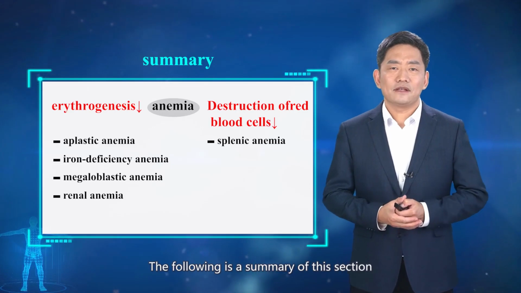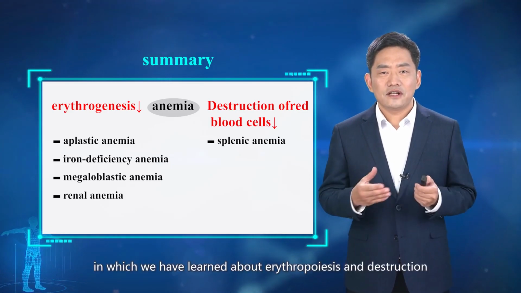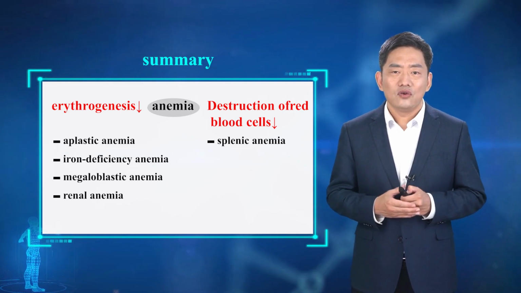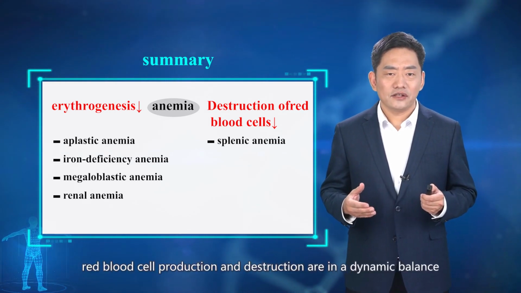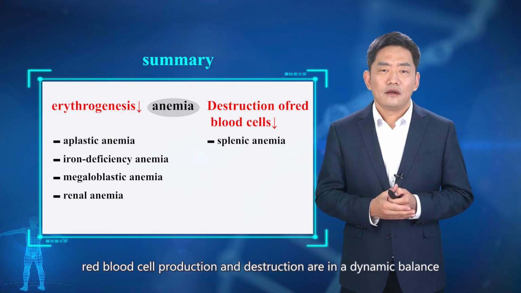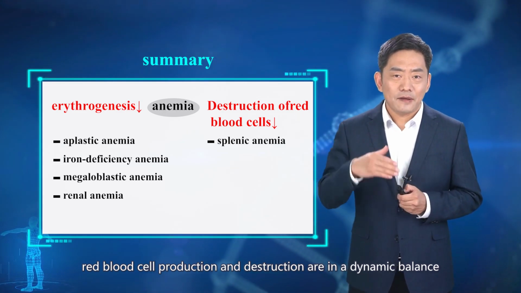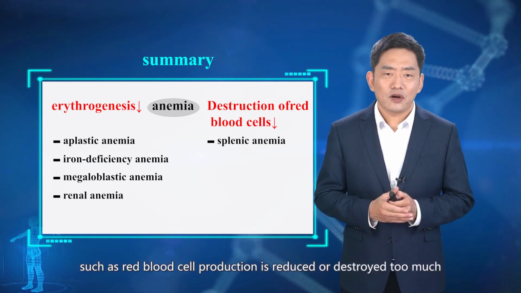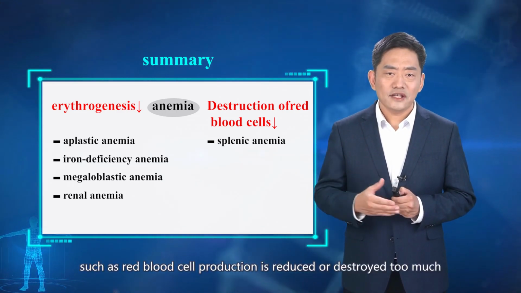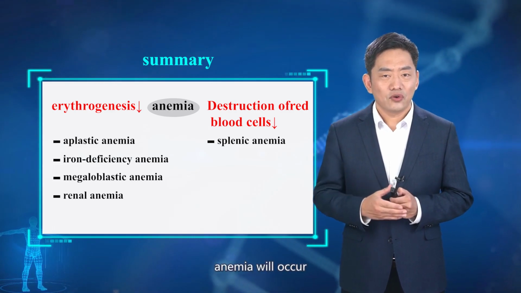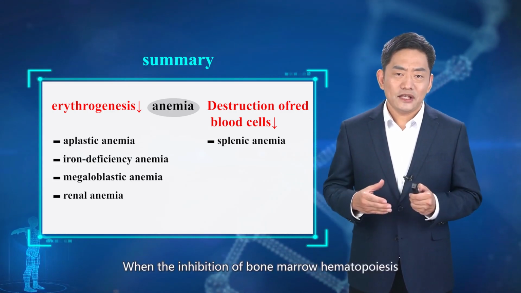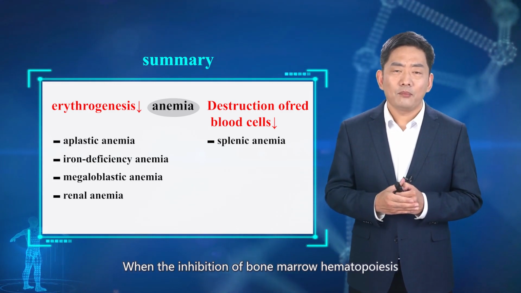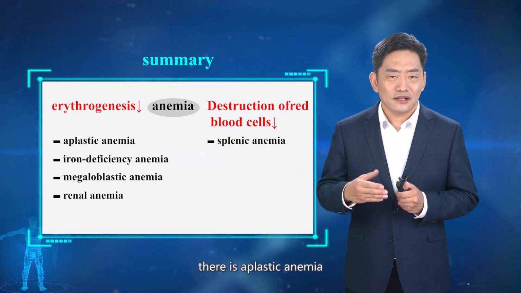The following is a summary of this section, in which we have learned about erythropoiesis and its destruction. Normally, red blood cell production and its destruction are in a dynamic balance. Once the balance is broken, such as red blood cell production is reduced or destroyed too much, anemia will occur. When there is an inhibition of bone marrow hematopoiesis, there is aplastic anemia.